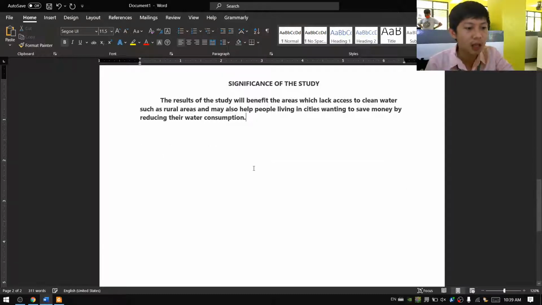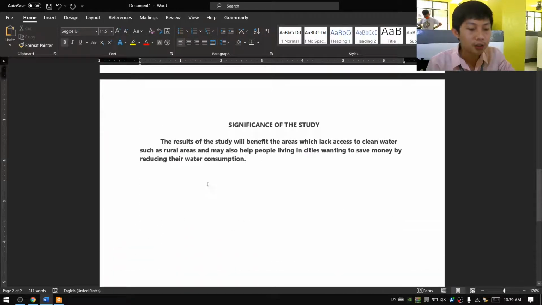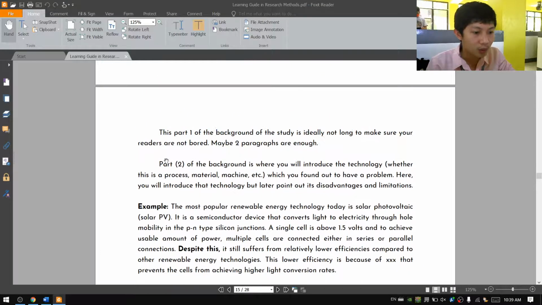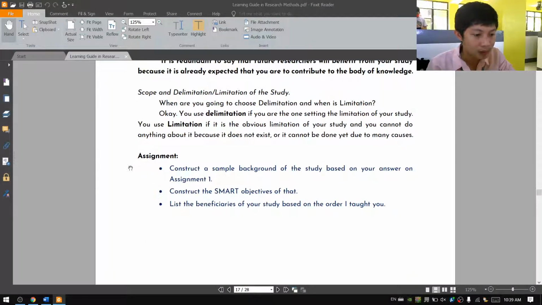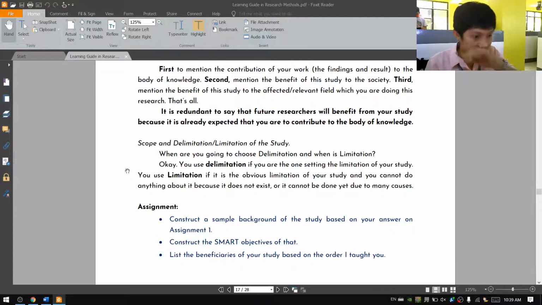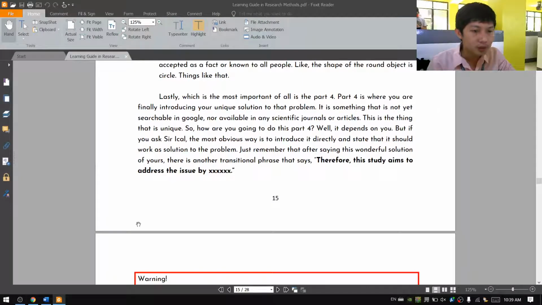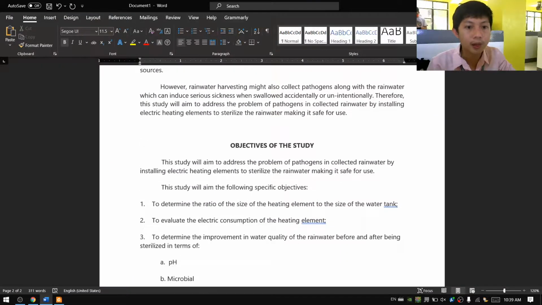Okay, so that's how you do chapter 1 of your research. Actually, there is also a lack of scope and delimitation here. If you ask, probably it's not included here. Is it included here? Okay, just the beneficiary though. So limitation and delimitation is actually very easy. Okay, so that is how you do chapter 1 or the background.